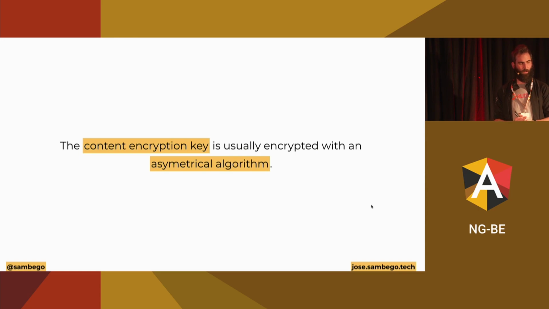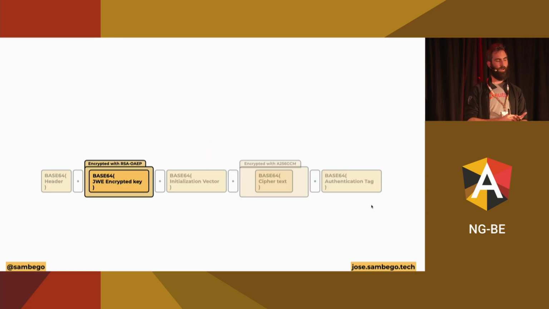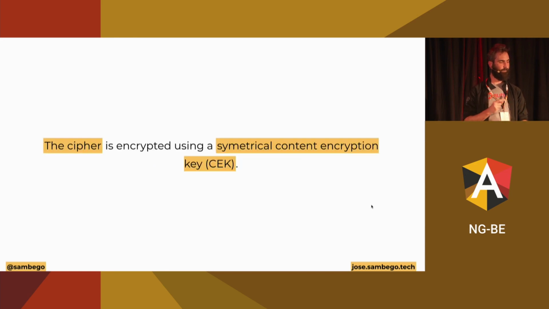So how does this work? The content encryption key is usually encrypted with an asymmetrical algorithm, which means an algorithm that uses a private key to decrypt and a public key to encrypt. And you can use that content encryption key later to decrypt the actual cipher, which is just a symmetrical algorithm, which means you can use that content encryption key to both encrypt and decrypt. So the first thing you need to do is decrypt that JWE encrypted key.